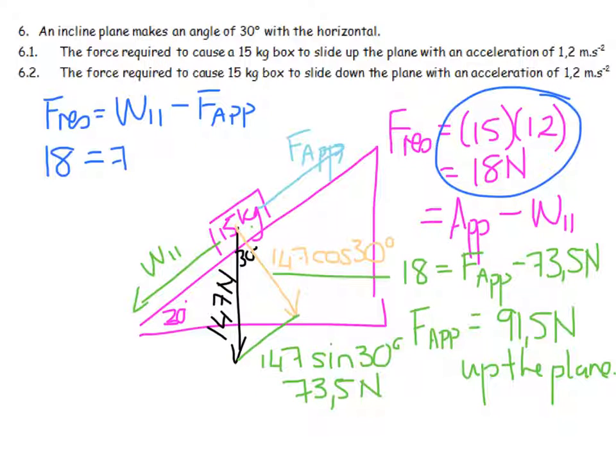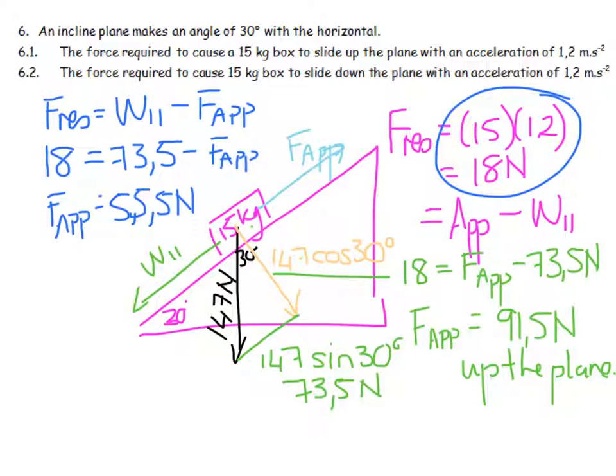My weight hasn't changed, 73,5, minus some or other applied force up that plane. And this time, I'm going to get that the applied force has to be equal to 55,5 newtons. Again, in essence, this block would go sliding down the plane without that force. In order to have a resultant that is so low in comparison, 18 is much smaller than 73, I am going to have to slow it down and apply a force up the plane.